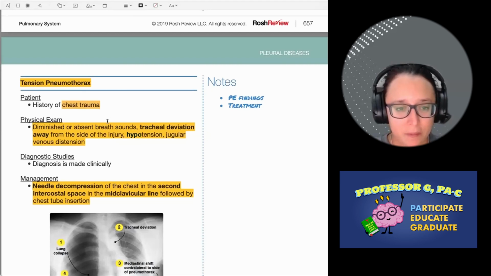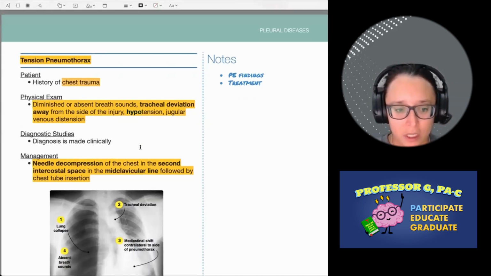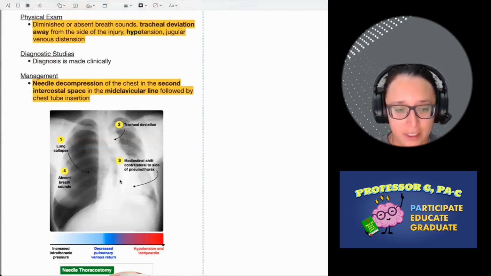You make the diagnosis based on the vignette, and the first thing that you do is needle decompression, second intercostal space at midclavicular line. We said we don't need the chest x-ray to make the diagnosis, but if they give you a chest x-ray, it's going to look like this. No lung on this side, everything pushed over to the opposite side.